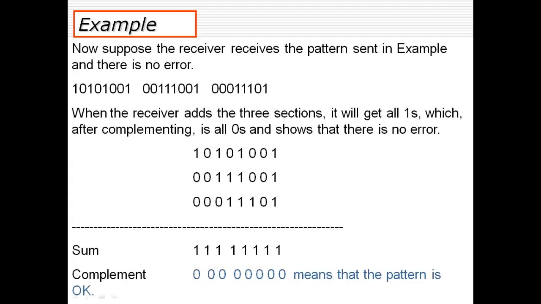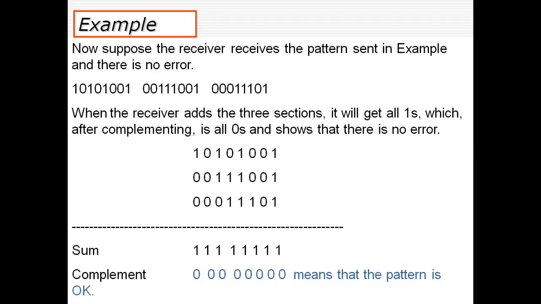Now next one, on the receiver end. The receiver has received these 24 bits of data. Actual data is of 16 bits only. Now again it is divided into 3 blocks of equal size. We perform the additions here. If the sum is equal to all 1s, then we calculate the one's complement. If the one's complement is 0, it means this pattern is okay. The receiver has received the same data that was sent by the sender. So this is the checksum technique.